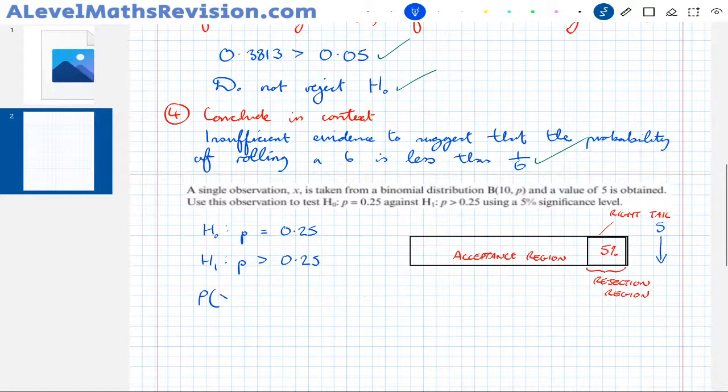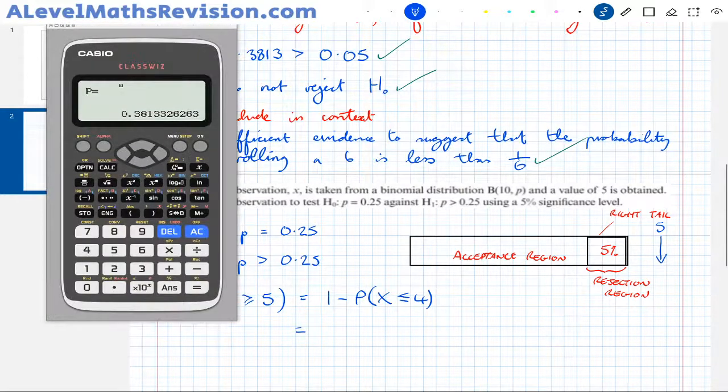So the probability that this time x is greater than or equal to 5 equals, and looking at what we did last week, 1 minus the probability that x is less than or equal to 4. So let's put that in the calculator.